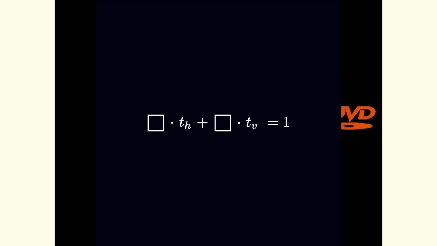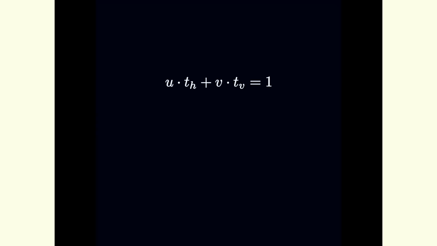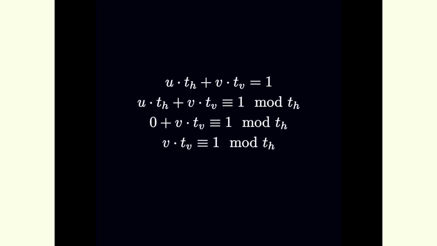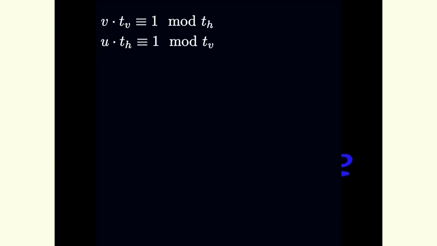We'll start by pretending that we have two numbers that, when multiplied by our periods, sum to 1. Now, this is a non-trivial leap, and we'll justify it later, but I first want to show you why it's a useful one to make. Once we have these two numbers, let's call them u and v. Look at our equation mod th. The left half of our equation is 0, since it's a multiple of th. Therefore, the right side of our equation must be 1. Similarly, for our equation mod tv, the right half of our equation is 0, and the left half is 1. So this expression kind of splits up the number 1 between both of our periods.